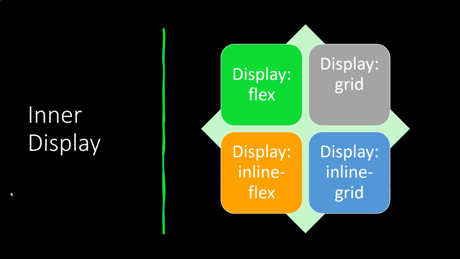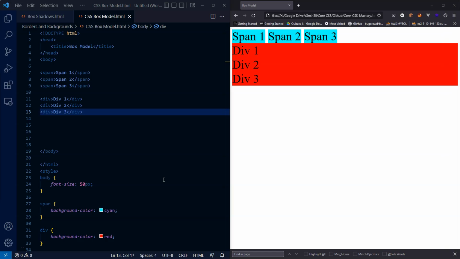It sets the outer display type of the element to inline, but it sets the inner display type of the element to flex. And similarly, if we set display inline-grid, it sets the outer display of an element to inline, but the inner display type to grid. If this seems abstract at this stage, don't worry too much. This example should help to make things clear.